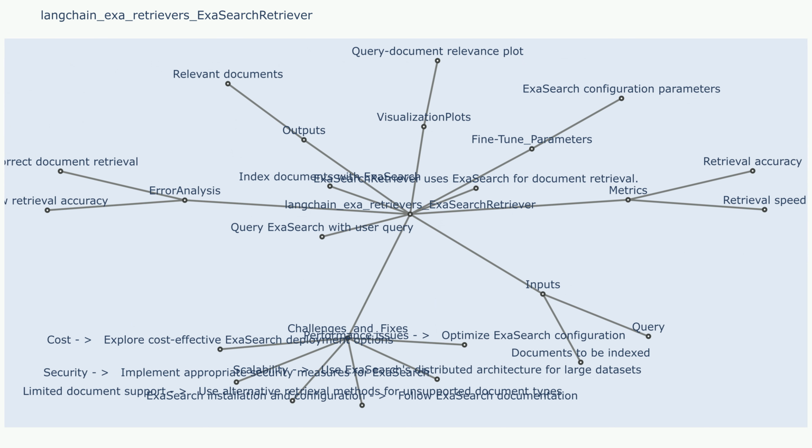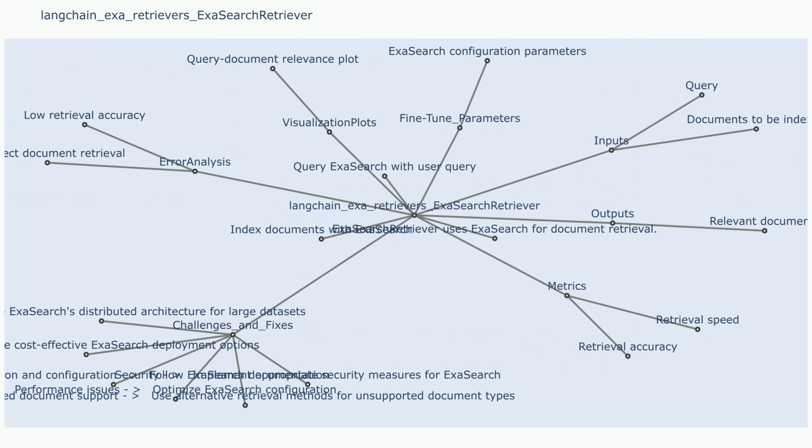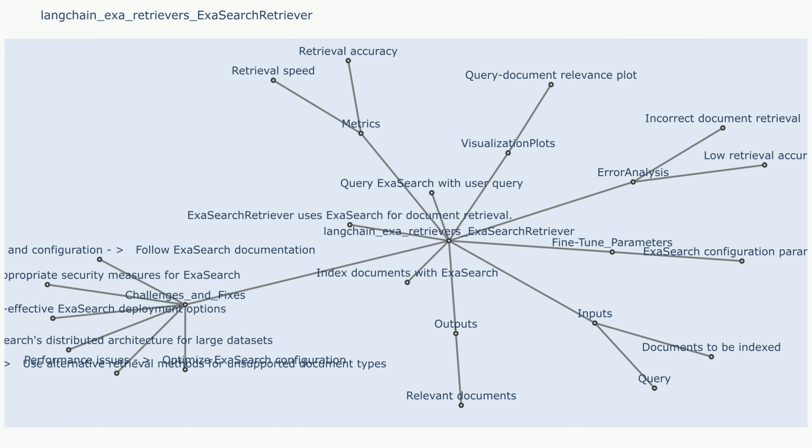Inputs: ExaSearch connection. A configured connection to an ExaSearch instance. This connection specifies the server address, port, and authentication credentials if required. Index name: the name of the index within ExaSearch that holds the documents to be retrieved. This index should have been previously created and populated with the documents.